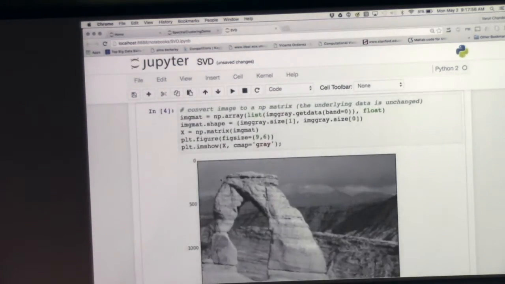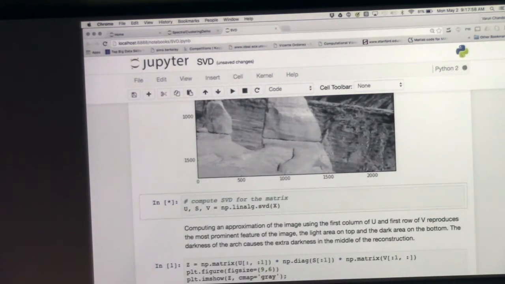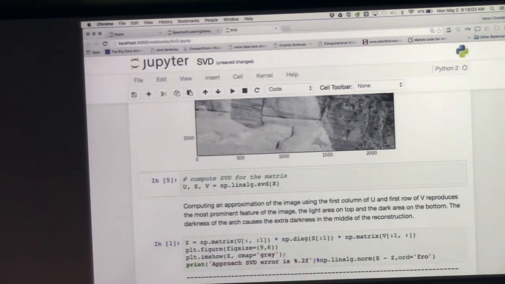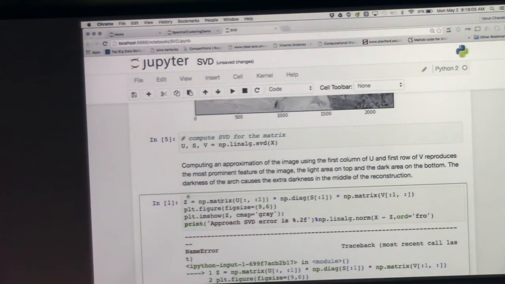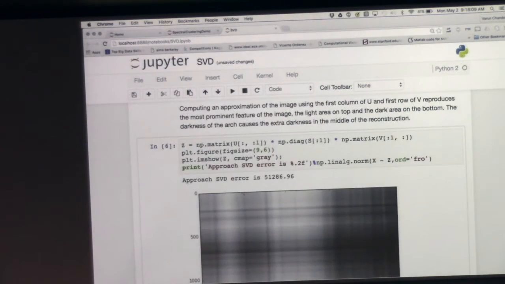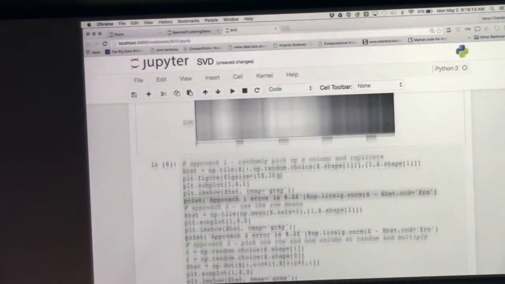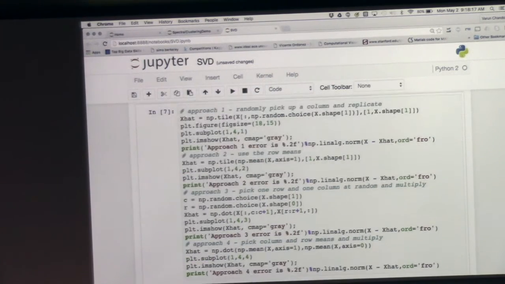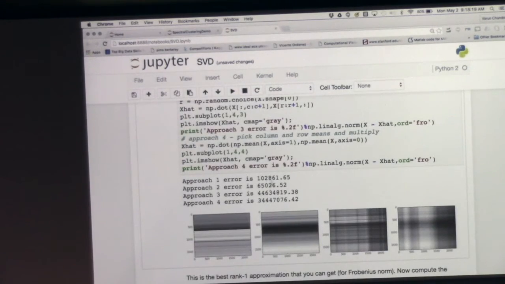So this is my X. This is me doing the SVD. And this is how I approximate it. So this is my Z, which is like that X hat. And the error is this much. So the Frobenius norm is this. And these are the other ways to compute, sorry, rank 1 approximations. And if you see, all of them have higher error.